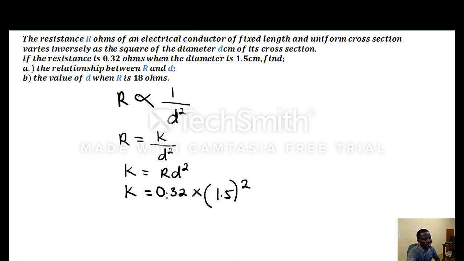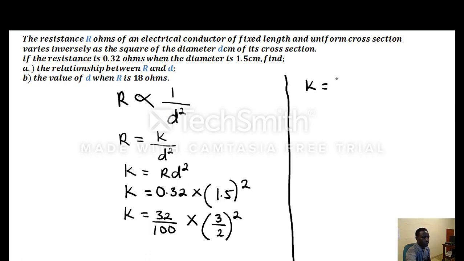So I'm going to express these decimal fractions as fractions, and this is going to give me K is equal to 0.32, which can be said to be 32 divided by 100. How did I get 100? By multiplying both the numerator and the denominator by 100. To be multiplied by 1.5, which can be said to be 3 over 2, all squared. So when you simplify, you have K equal to 32 divided by 100 multiplied by 3 over 2 squared, which is going to give us 3 squared is 9, divided by 2 squared, which is 4.